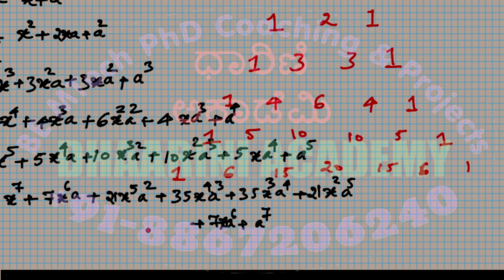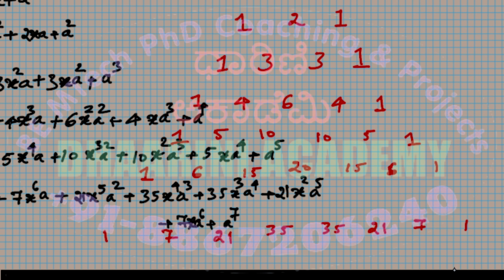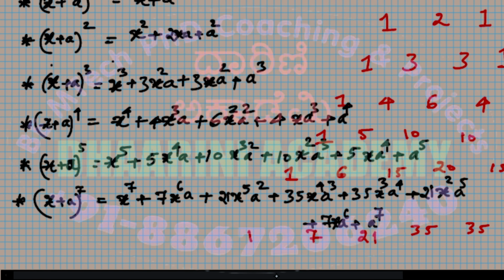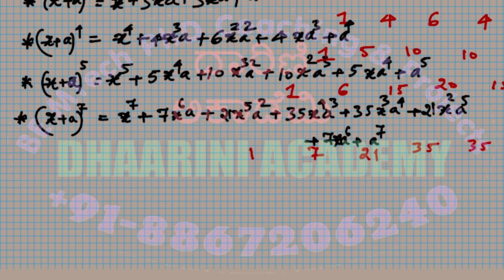Okay, so obviously the 7 becomes, this is 1, 6 plus 1 is 7, then 21, then 35, then it will repeat: 35, 21, and 7 and 1. So that's the Pascal's triangle we are looking for. The same things have been written here when we expand it. All right, let's move further.